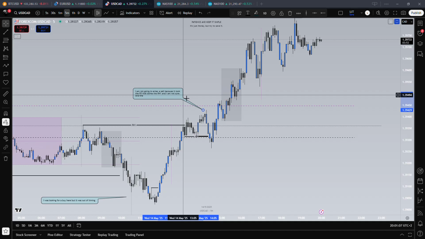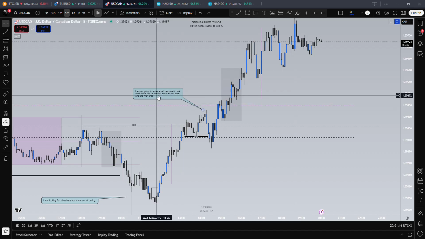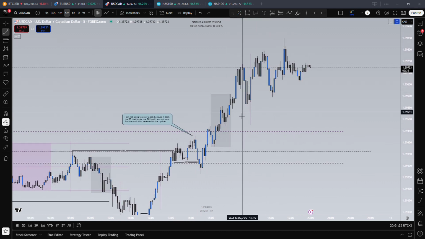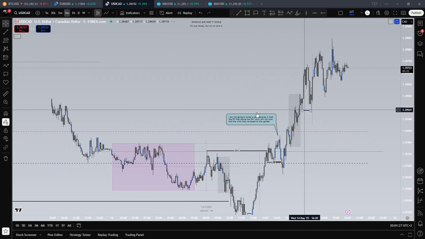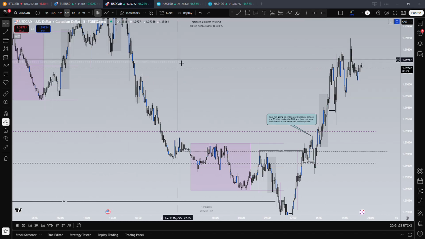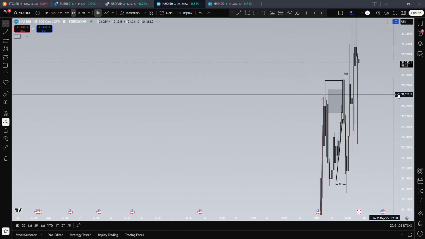So yeah, nothing to trade here. Here we have this breakdown. Nothing to the left. Okay, so here we could have looked for a buy, but well.